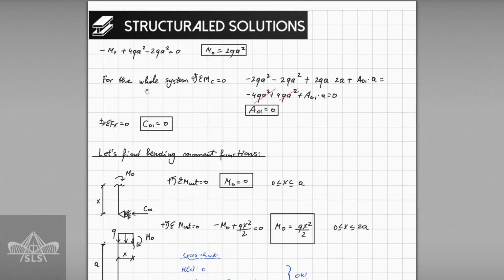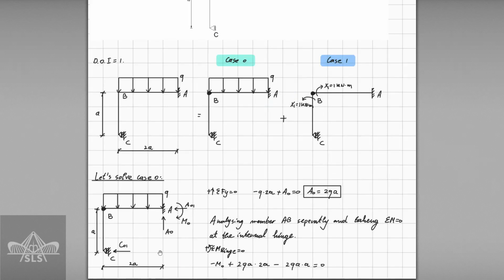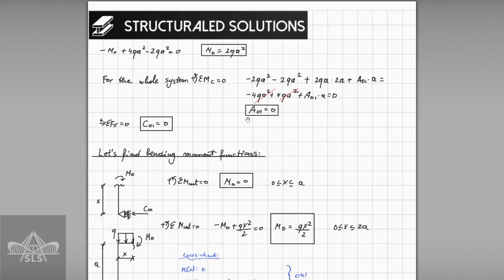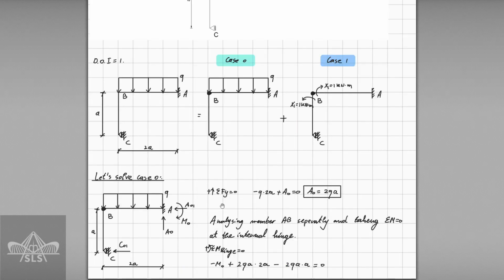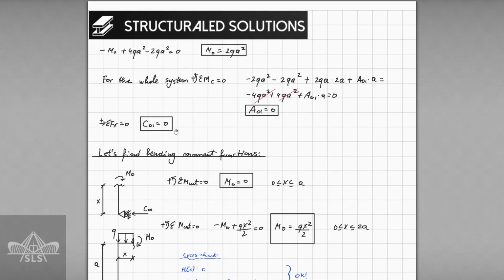Then we take the sum of bending moments at point C equal to 0 for the whole frame now. In that way we determine A01, this one, which is going to be 0. Taking the sum of forces in X, we get that C01 is again 0, as no horizontal load is acting on the structure.